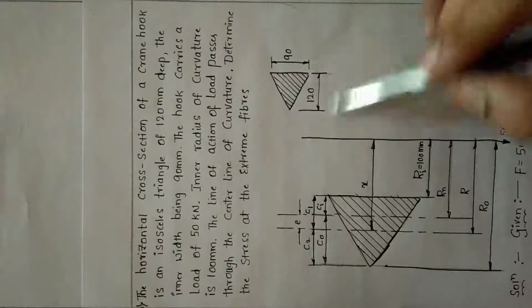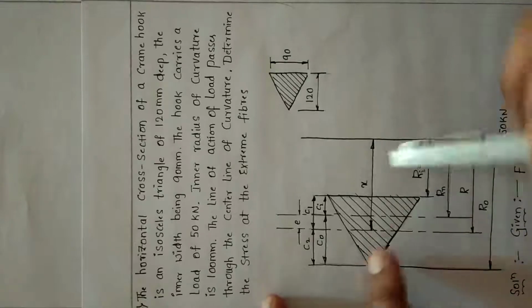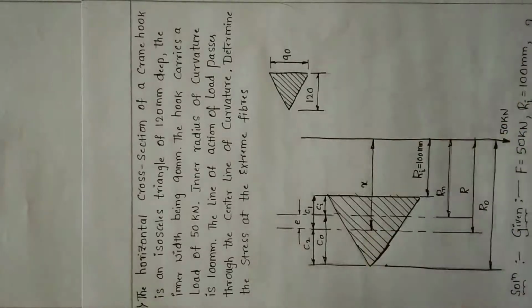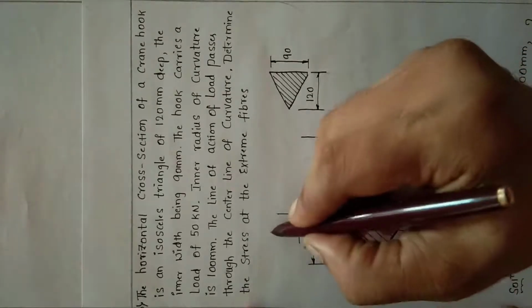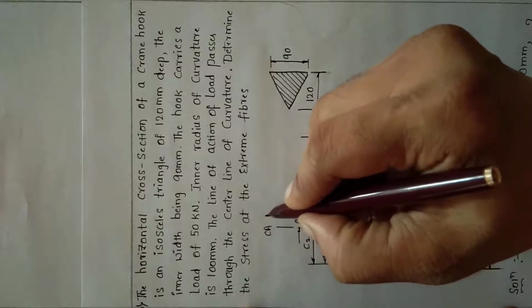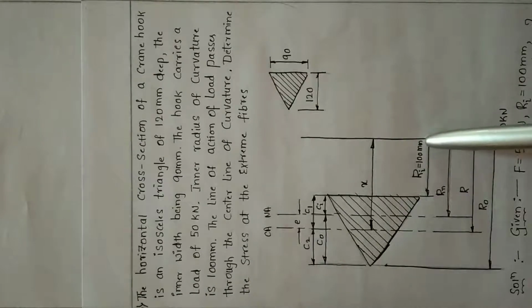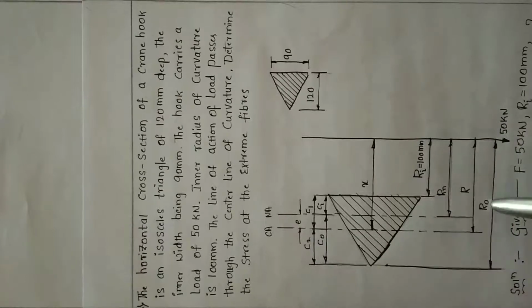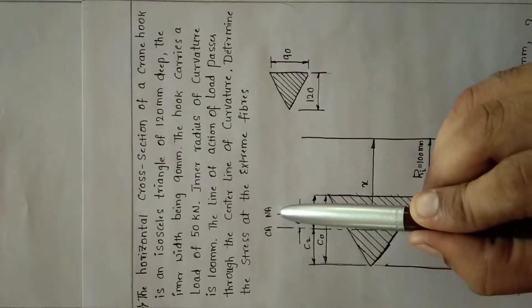This is a very simple problem that we shall solve here. I have specified the same notations. X is the distance from the load to the centroidal axis. I will mark this as the centroidal axis and this as the neutral axis. The distance from the radius of curvature to the inner fiber is Ri, and to the outer fiber is R0. From the radius of curvature to the neutral axis is Rn, and to the centroidal axis is R. E is the distance from the centroidal axis to the neutral axis.